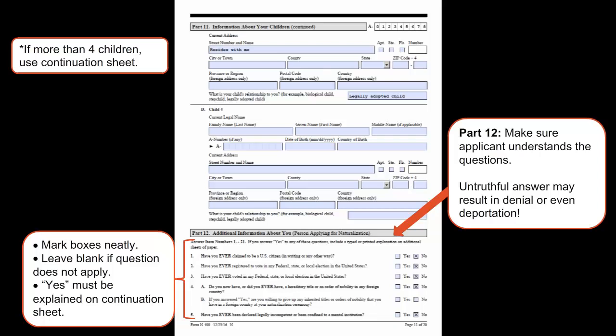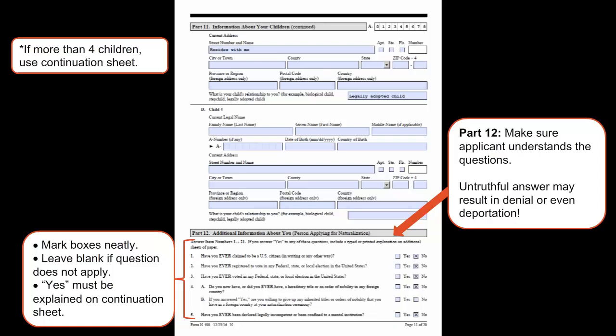Mark the check boxes neatly with an X. If the question does not apply, then you can leave it blank. For example, some questions only need to be answered if the applicant has responded yes to the previous question.